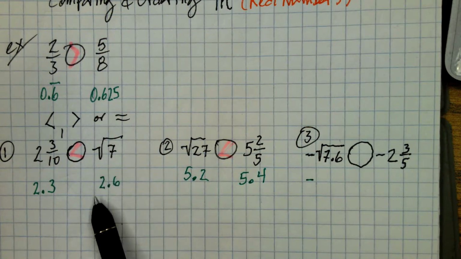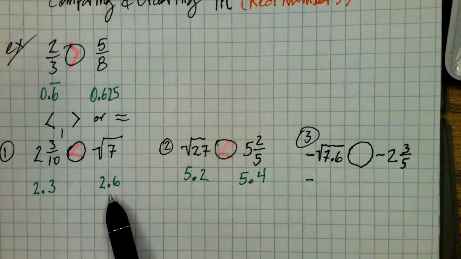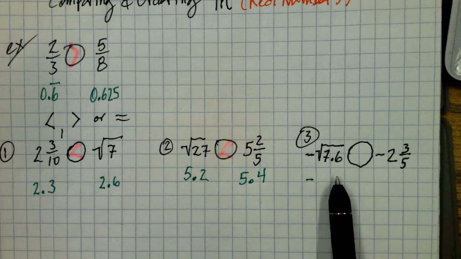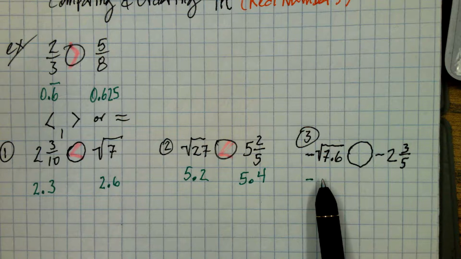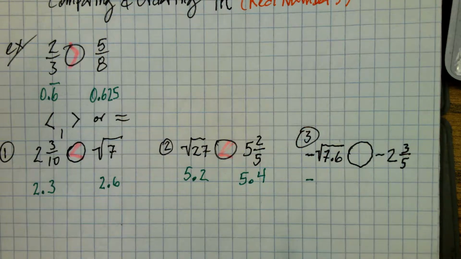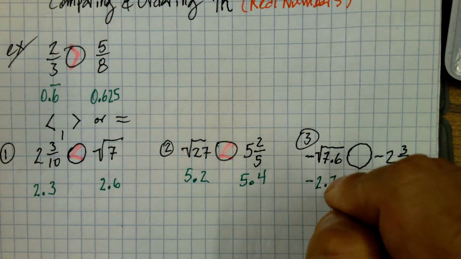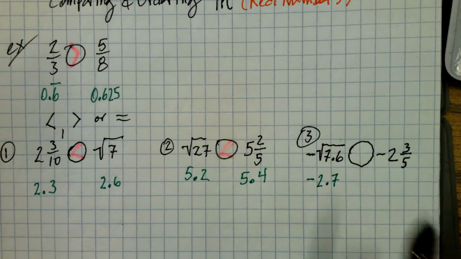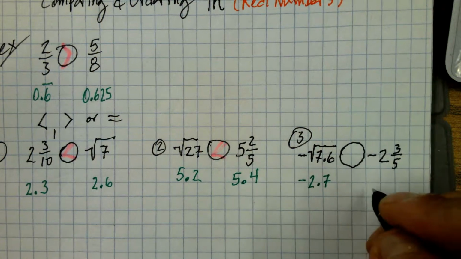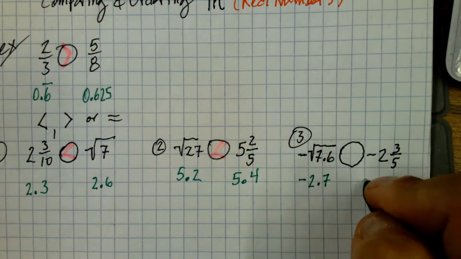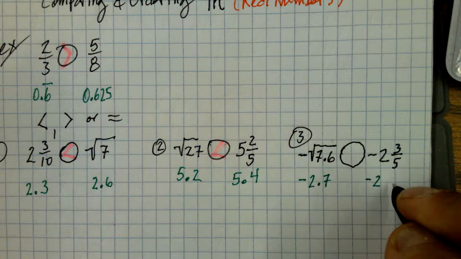And what do we get for the square root of 7? 2.6. So what do you think this answer should be? Negative 2.7 maybe, yeah. Wouldn't change it too much. And then how about negative 2 and 3/5? 2.6?